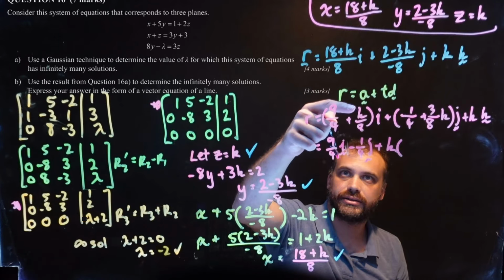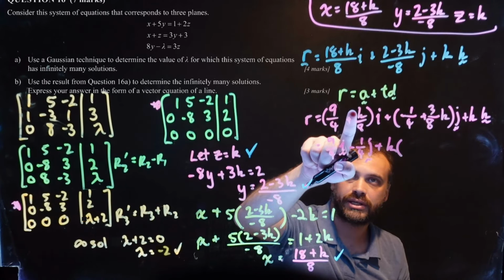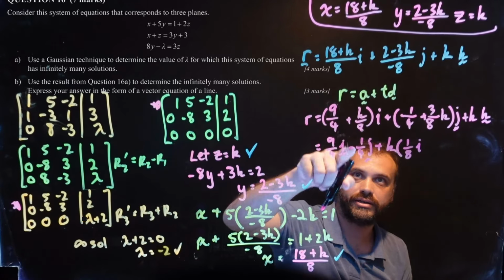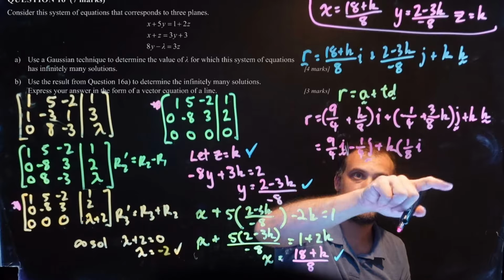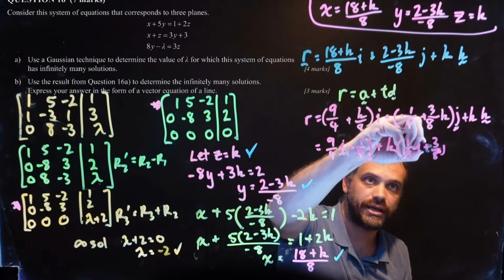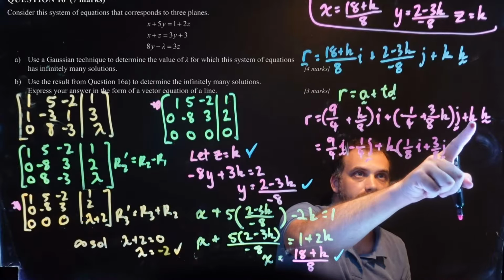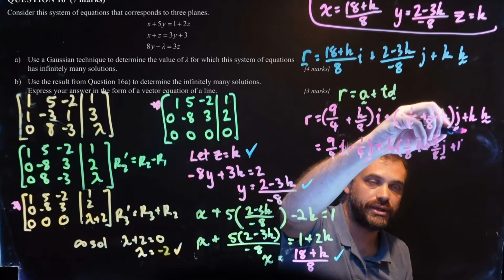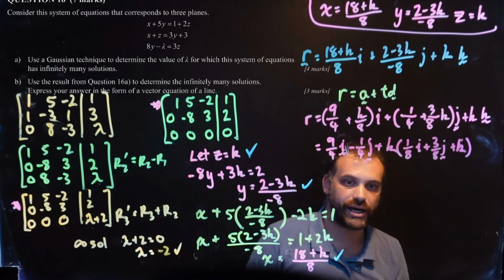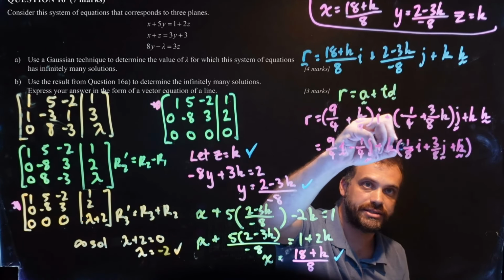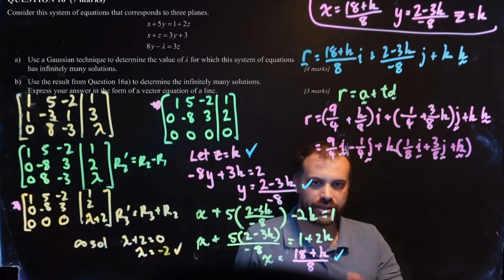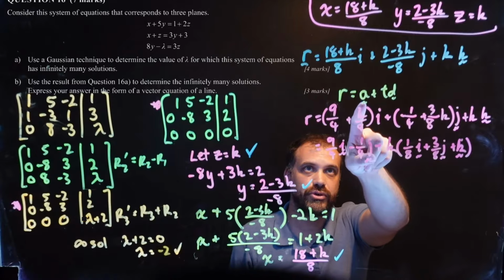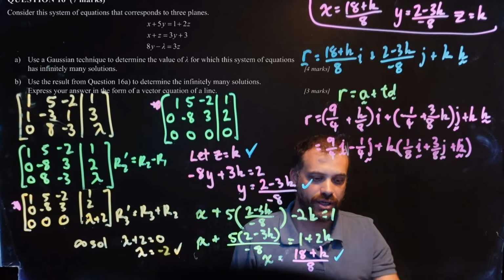All right, k times what makes k on 8? 1 on 8. And that's the i. And then 3 on 8, and that's the j. And then k times what makes k? Just 1. And that's our k component. So just 1k, which is k. That is the vector k. All right, so I think I'm done. This is the vector equation in this nice form, starting position and a direction.